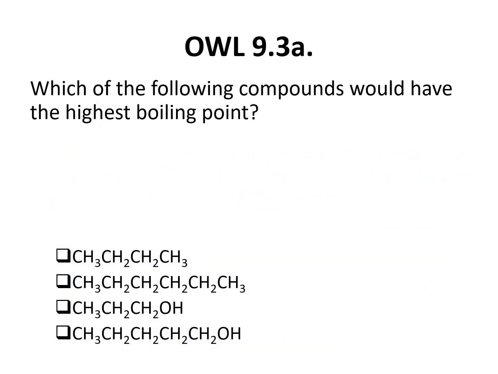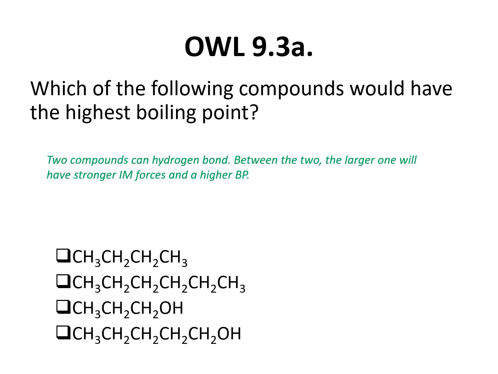ALO 9.3, which of the following compounds would have the highest boiling point? So we need to scan the list, we need to compare molecular size, and we also need to look for the presence of OH groups which can hydrogen bond. So the largest two molecules are the second one and the fourth one. They differ in that the fourth one has an OH group, the second one does not. Therefore, I'm going to say that the last one is the one that would have the highest boiling point because it has the strongest intermolecular forces.